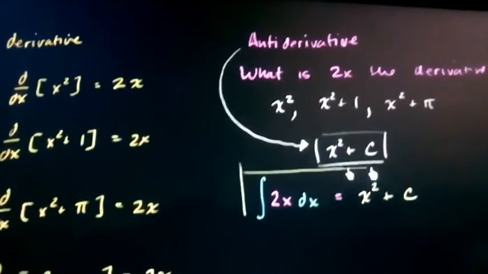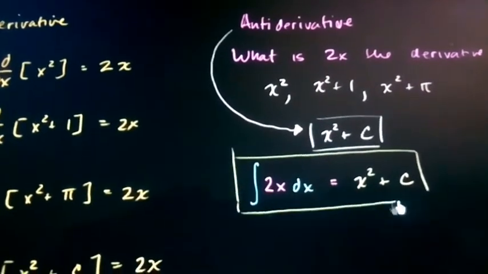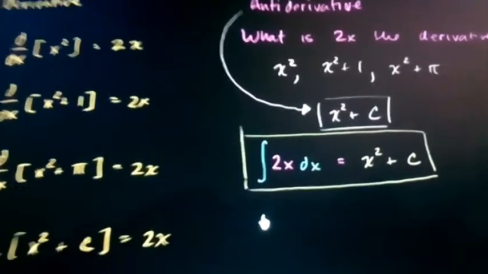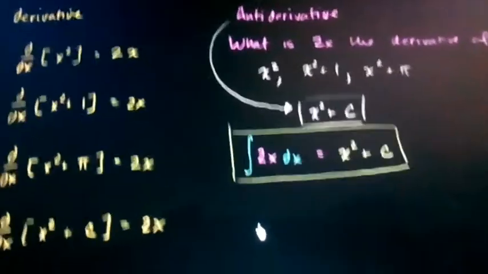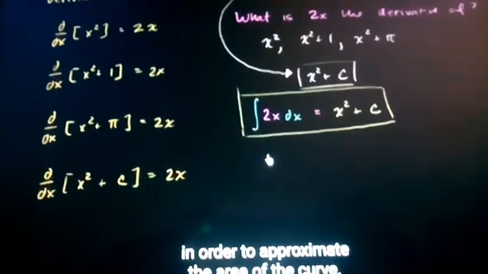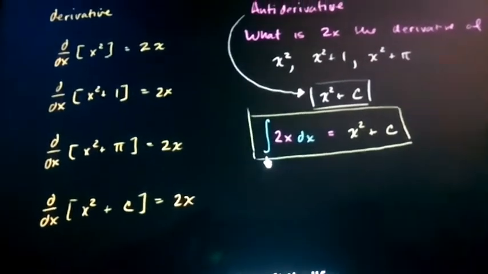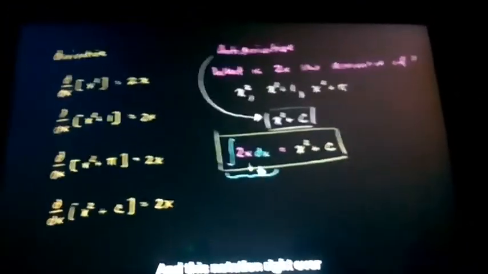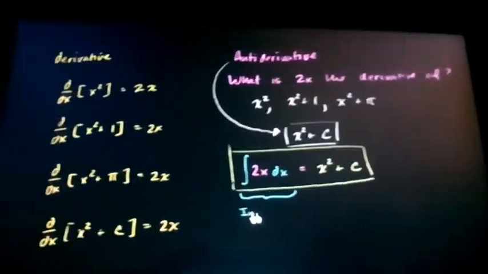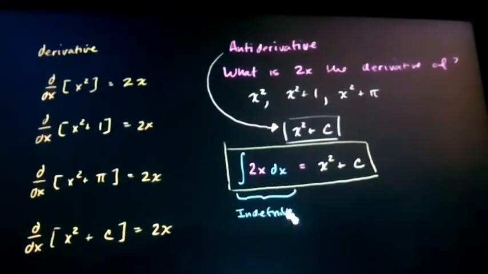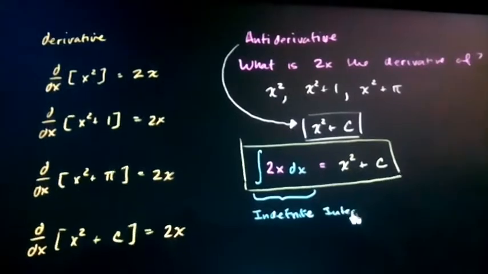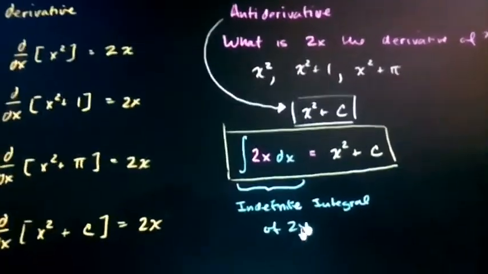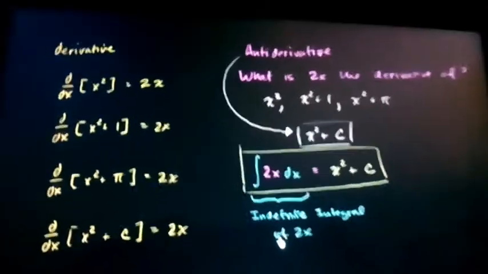Now, you might be saying, why do we use this type of crazy notation? It'll become more obvious when we study the definite integral and areas under curves and taking sums of rectangles in order to approximate the area of the curve. Here, it really should just be viewed as a notation for antiderivative. And this notation right over here, this whole expression is called the indefinite integral. The indefinite integral of 2x, which is another way of just saying the antiderivative of 2x.